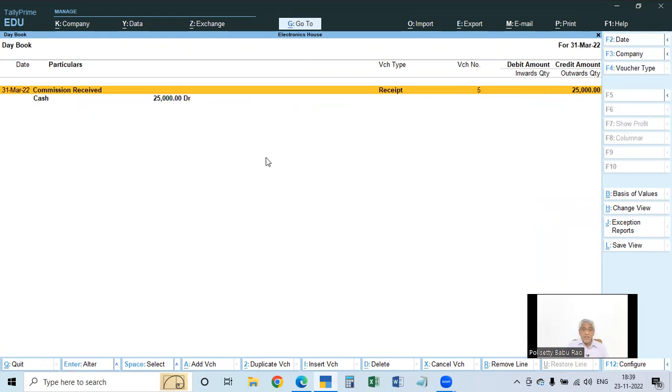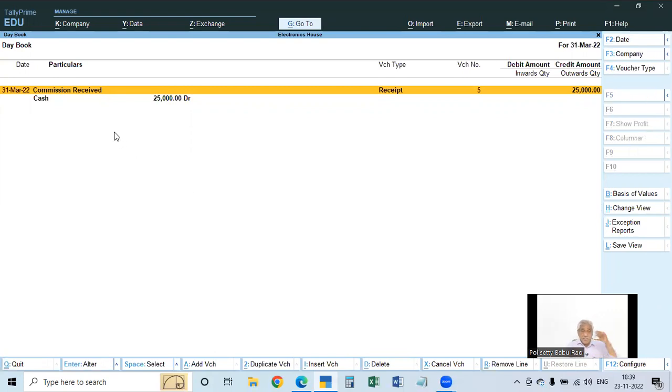So this account, commission received, is credit, and the other account is cash. We received cash, 25,000 rupees. So it is showing the other account also. One account is shown by default, and by clicking Alt F5 or Alt F1, both will work the same. Here it is not there, so I'm clicking Alt F1. Alt F1 also gives the same result.